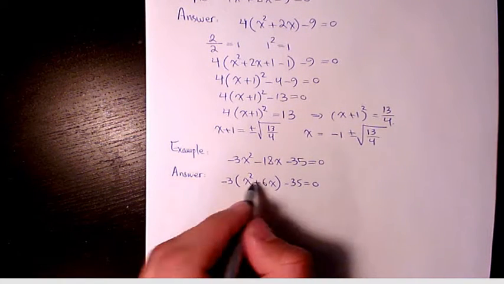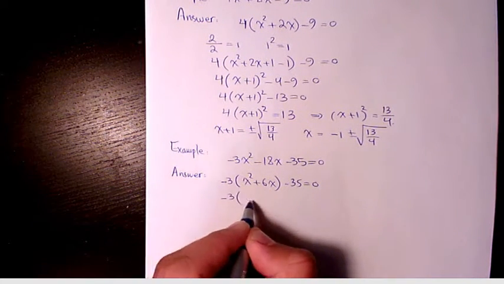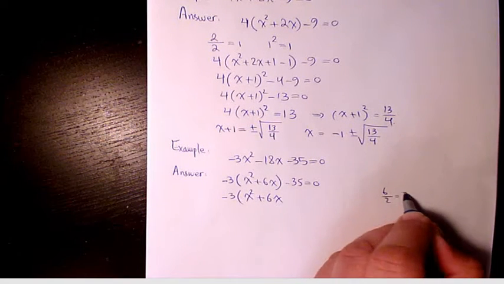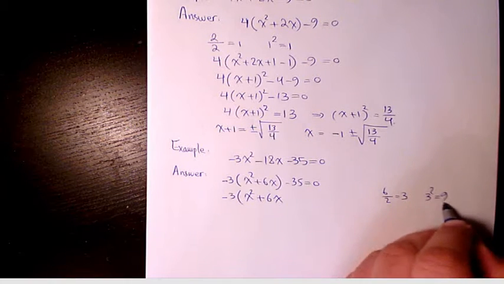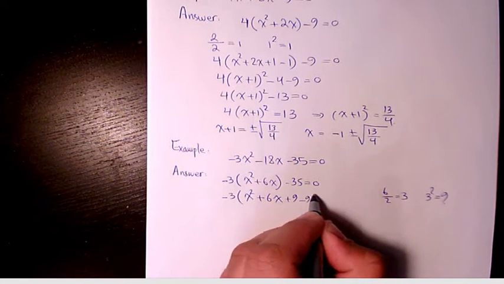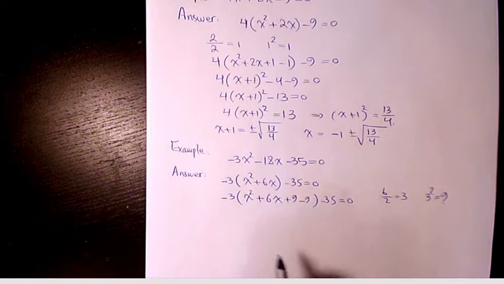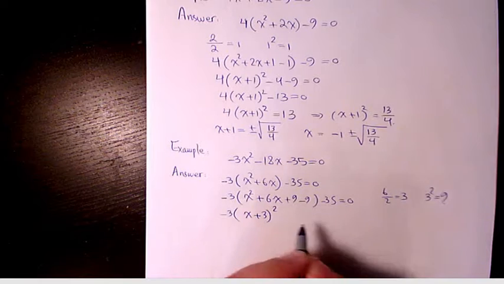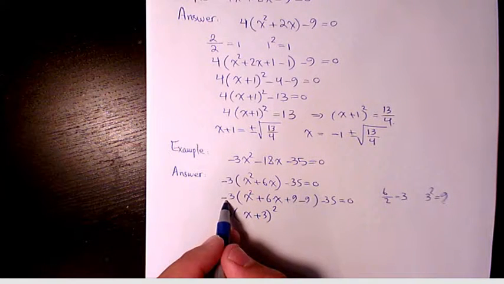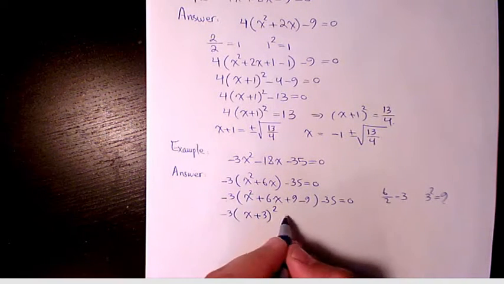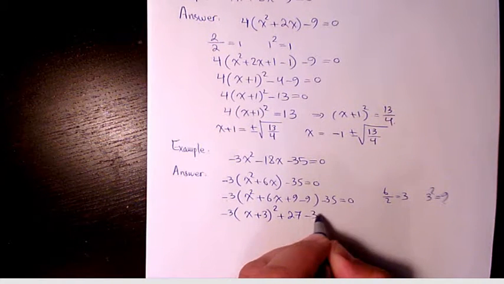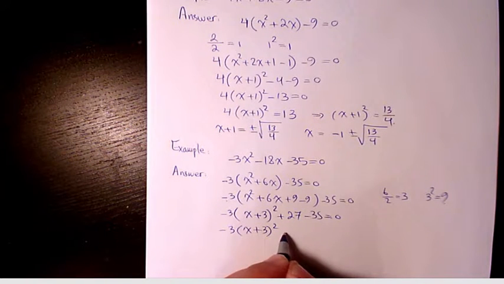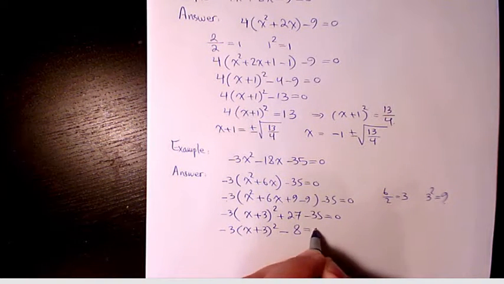Then we have negative 3 times (x squared plus 6x). 6 divided by 2 is 3. 3 squared is 9. So plus 9 minus 9 minus 35 equals 0. So we have negative 3 times (x plus 3) to the power of 2, minus 9 times negative 3, which is positive 27, minus 35 equals 0. So we have negative 3(x plus 3) to the power of 2 minus 8 equals 0.